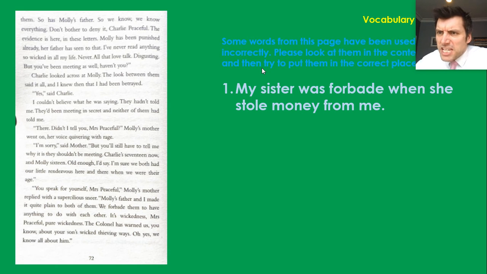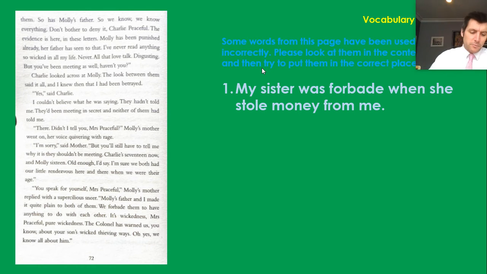You speak for yourself, Mrs. Peaceful, Molly's mother replied with a supercilious sneer. Sorry. Molly's mother replied, You speak for yourself, Mrs. Peaceful. Molly's father and I made it quite clean to both of them. We forbade them to have anything to do with each other. It's wickedness, Mrs. Peaceful. You wickedness. The Colonel has warned us. You know about your son's wicked thieving ways. Oh, yes, we know about him.